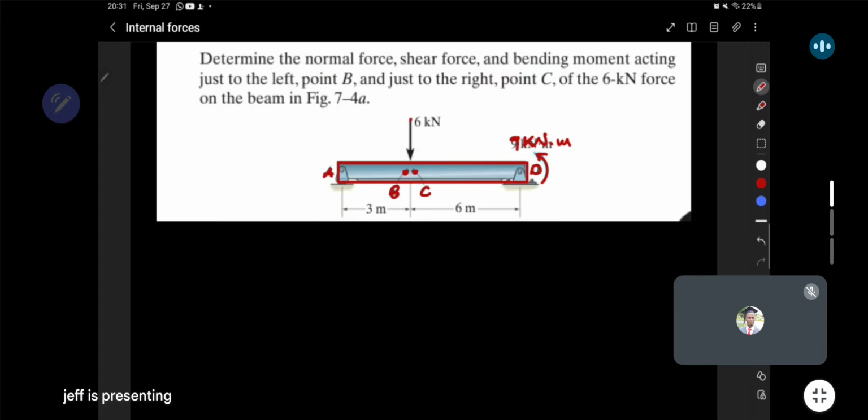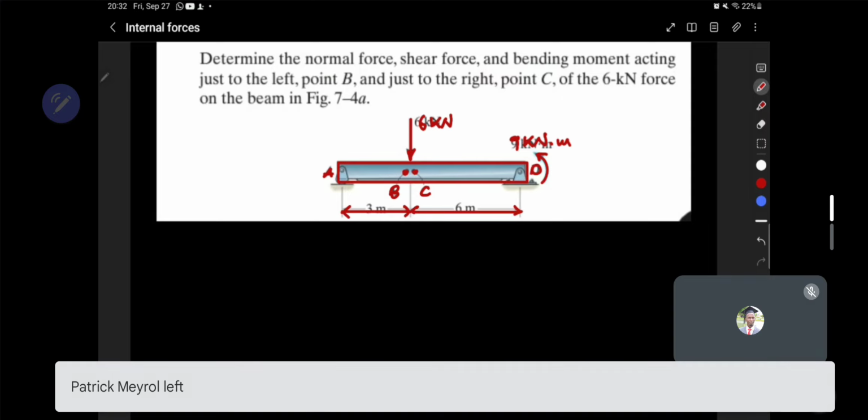And then you have the applied force right between B and C. Of course, the distance from A up to the midpoint of B and C. And then you have again the distance from the midpoint of B and C all the way up to where D is: 3 meters and 6 meters.